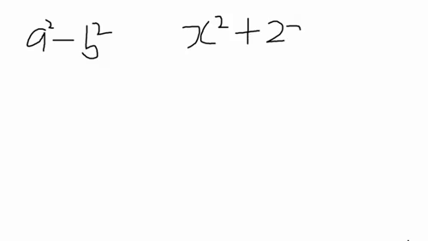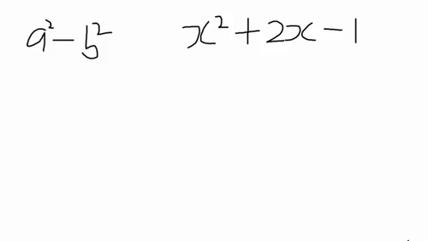So assuming you have a squared minus b squared. Now, this is a quadratic expression. When you have something like x squared plus, let's say, 2x minus 1, something like this is a quadratic expression.